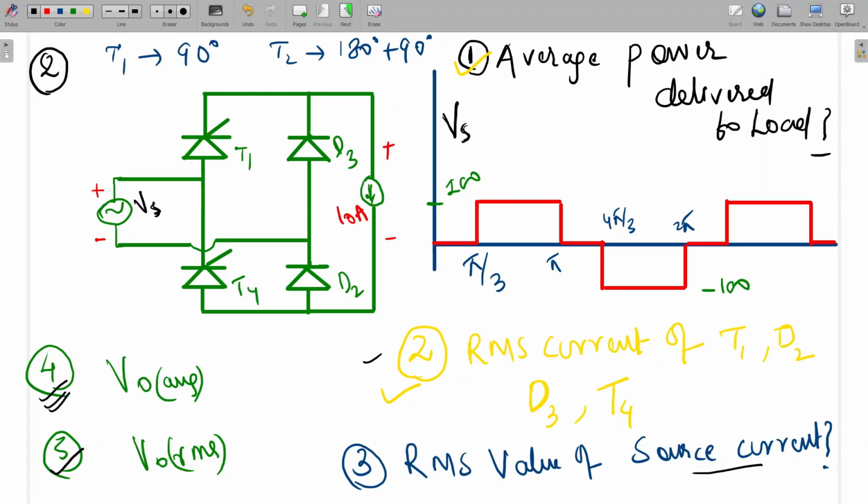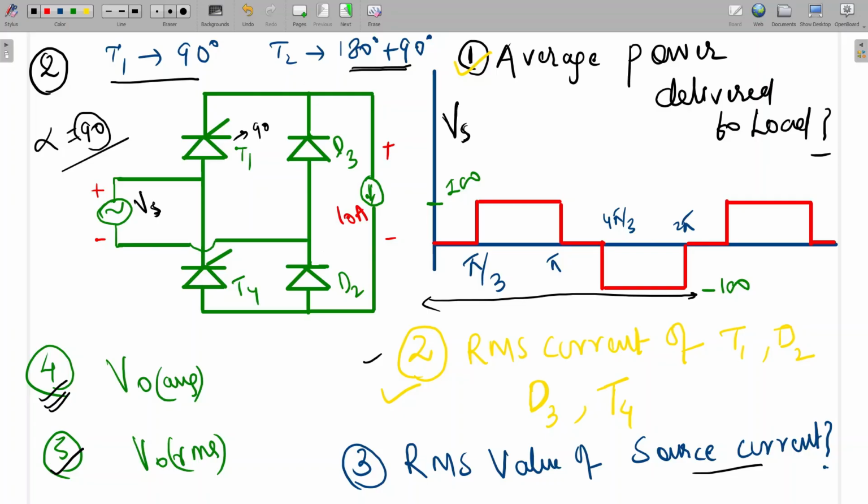It's easy only. See, this T1 I am firing at 90 degree, this thyristor, and this T4 is fired at 180 plus 90. So what will be the value of alpha? Alpha is equal to 90 degree. And this is the one 2 pi cycle waveform of the input source voltage. So this is starting from pi by 3 to pi, and again pi plus pi by 3, so 4 pi by 3 to 2 pi. But see here, the firing angle I am giving as alpha for T1 and 180 plus alpha for T4.